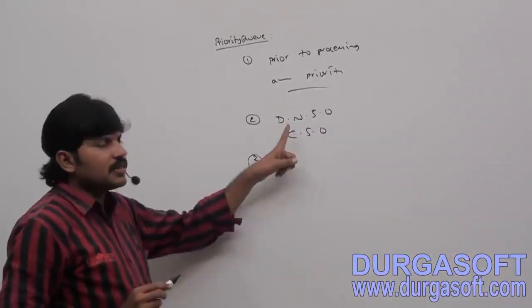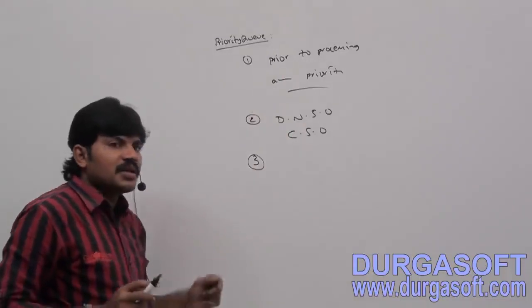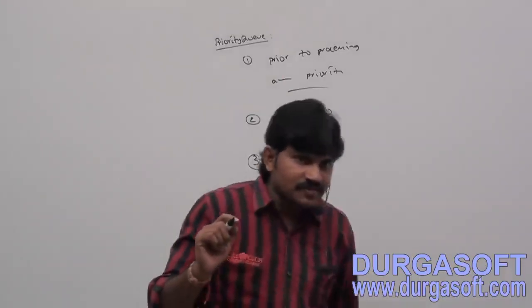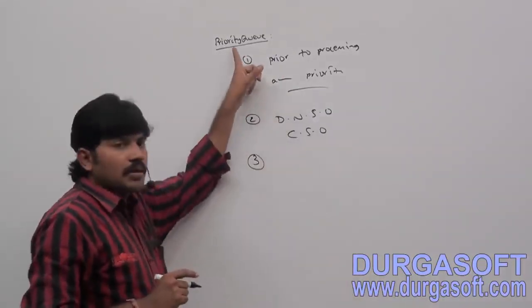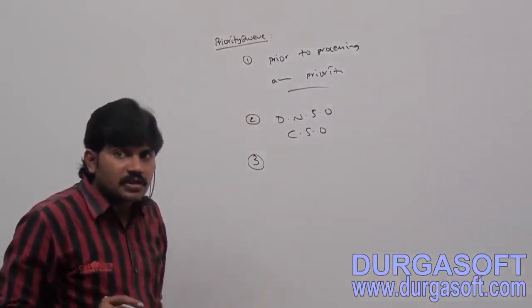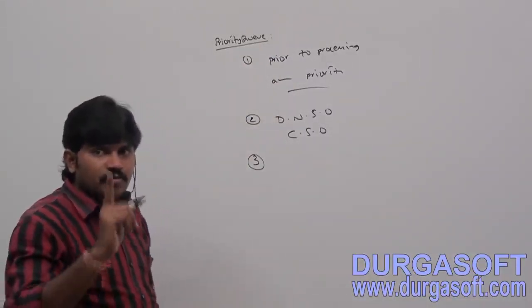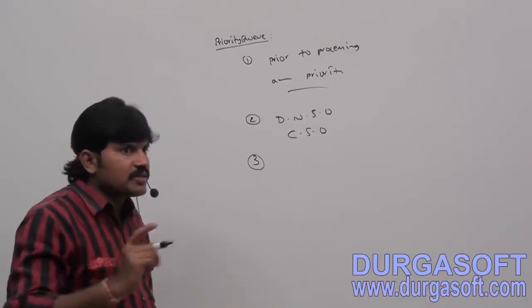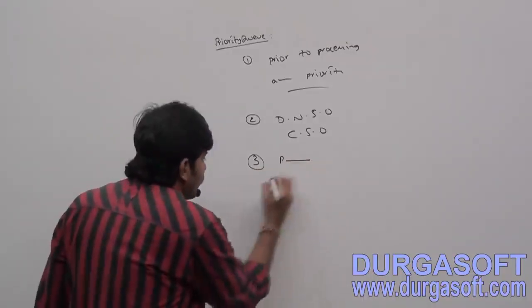Next, here is insertion order preserved or not preserved? Have you observed the board? In a priority queue, is insertion order preserved or not preserved? Not preserved. All elements will be inserted based on some priority, right?